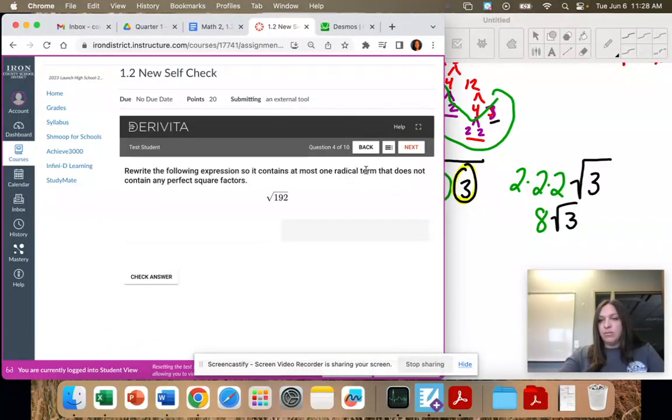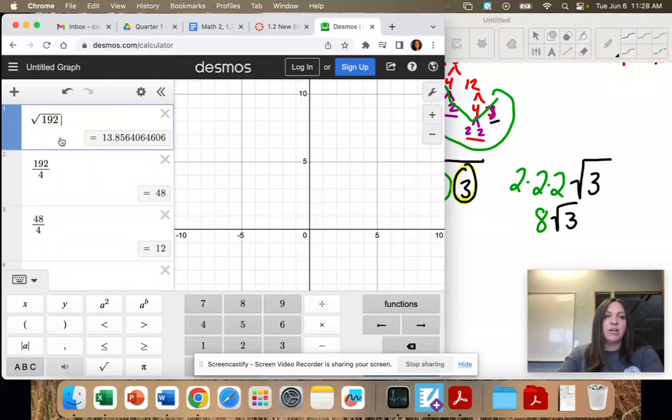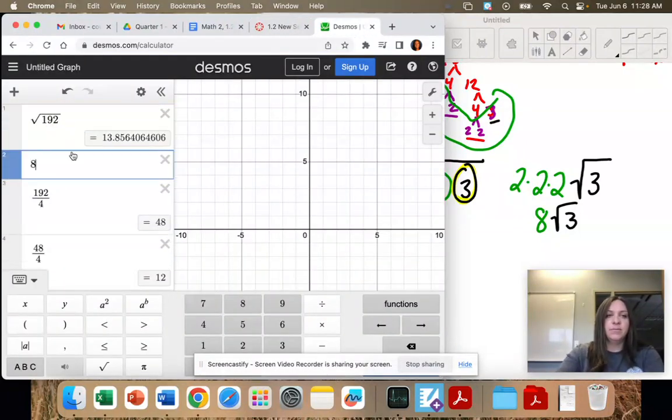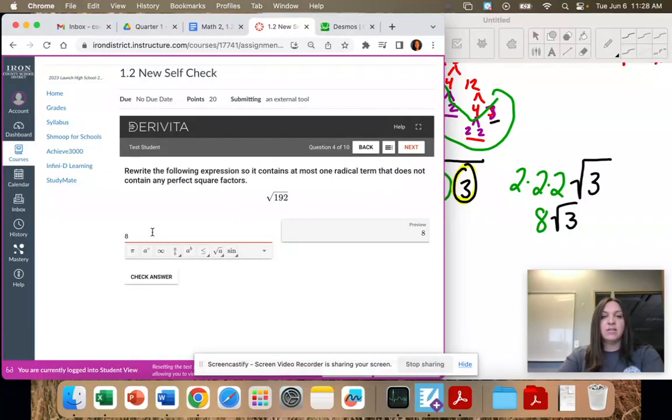One radical term. So our one radical term is the square root of 3. It does not contain any perfect squares. And then remember, we can check our answer. 8 square root 3. These are the same number, just written differently. That's all we're doing. So 8, I'm going to click my square root, 3.